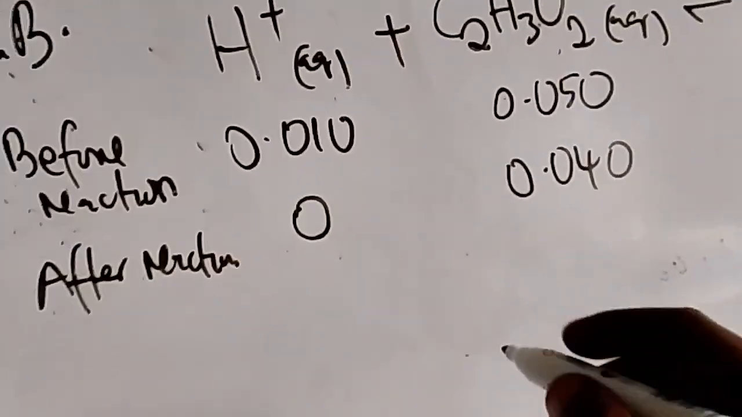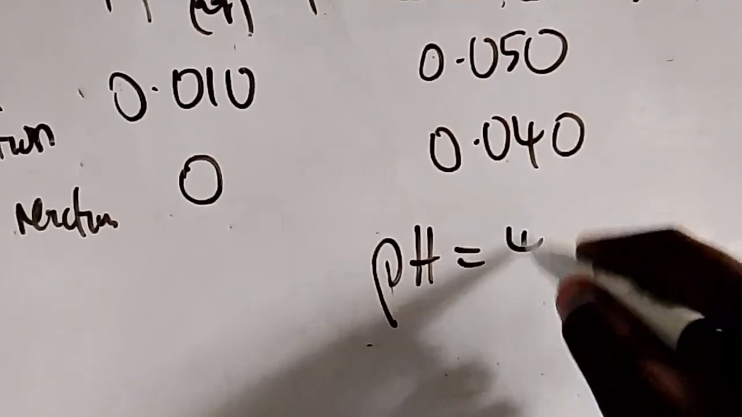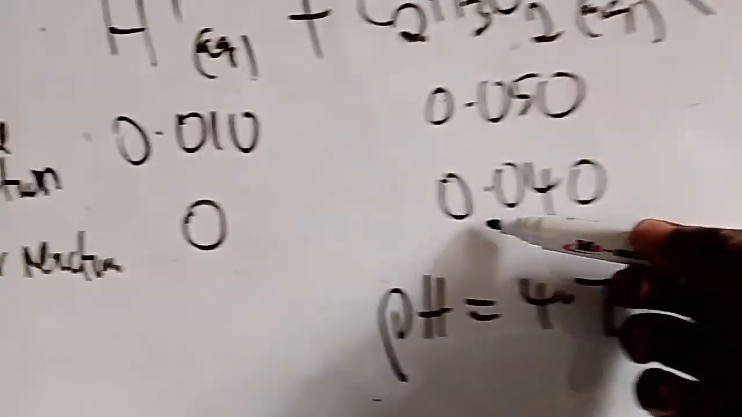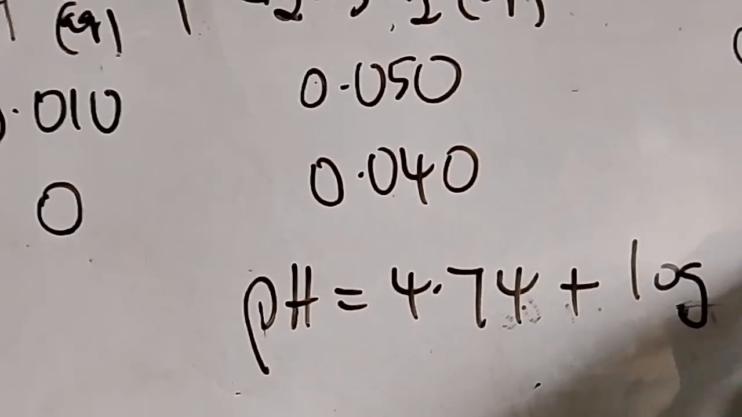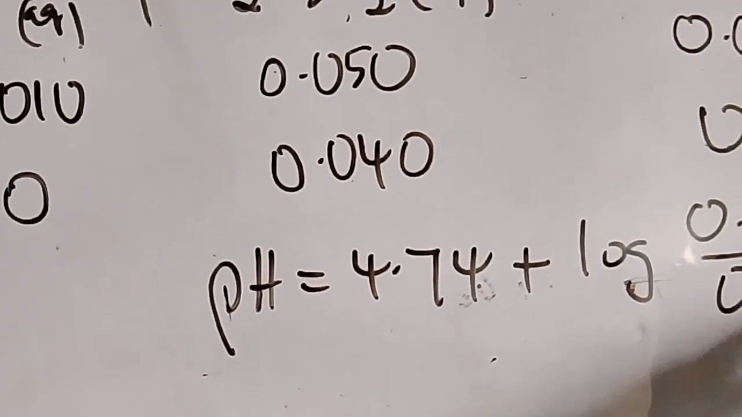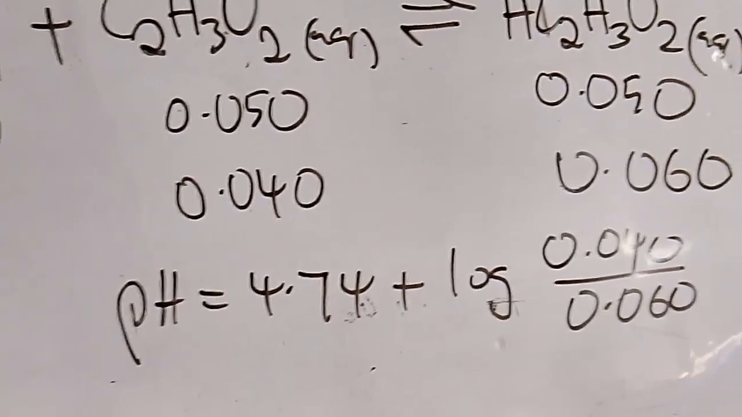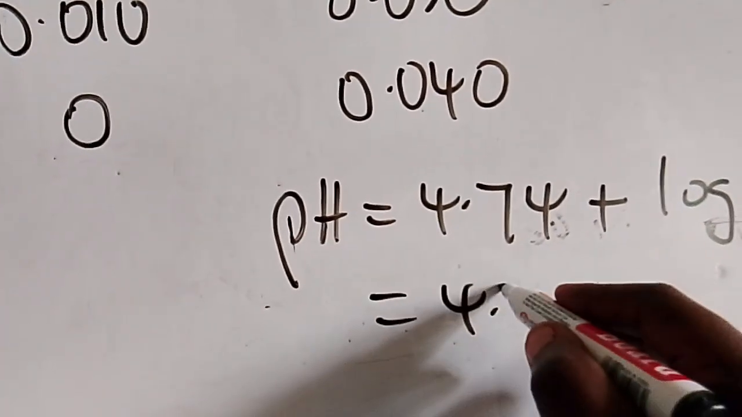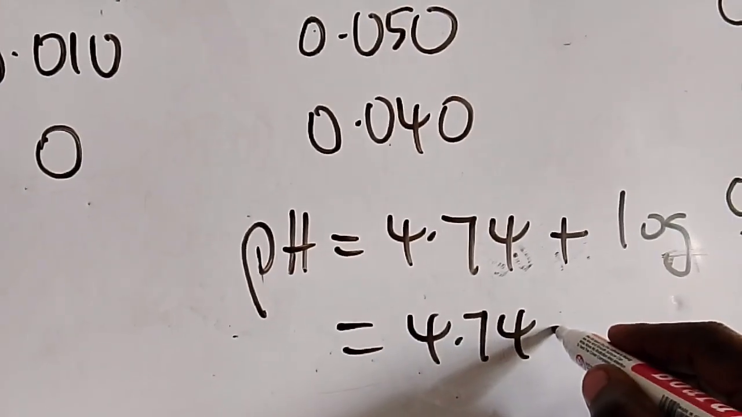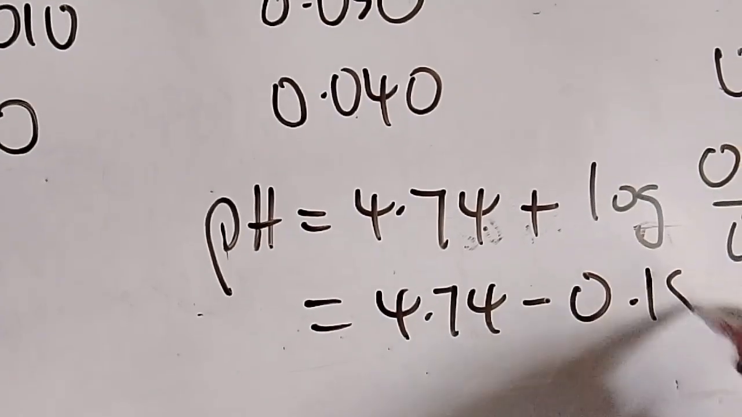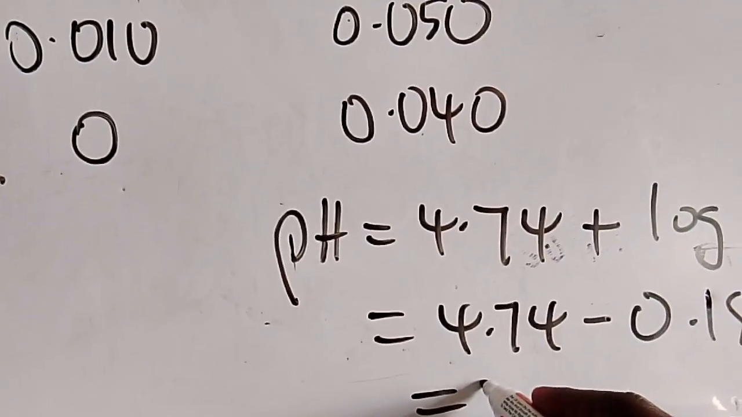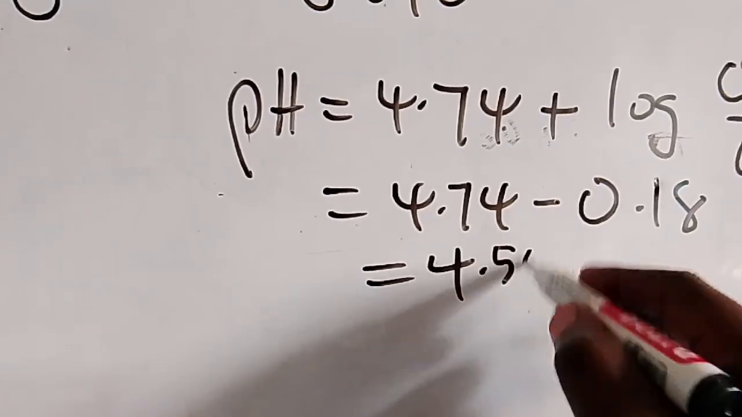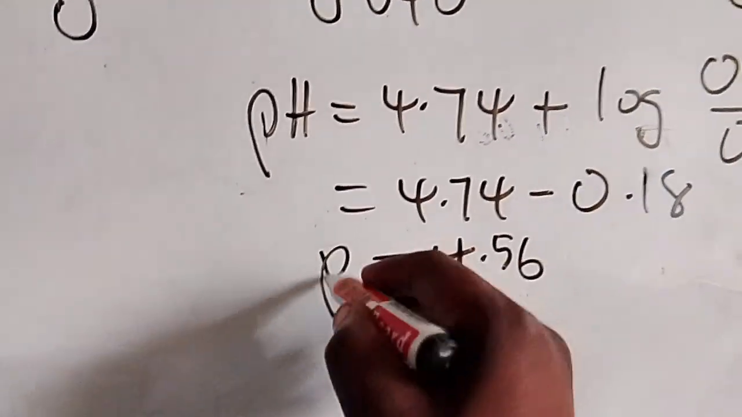Then now we calculate pH. So pH is equal to pKa, which is 4.74, plus log for the base 0.040 over 0.060. Okay, so when you divide and find the log, it will be 4.74 minus 0.18, which will give us 4.56 as the new pH.